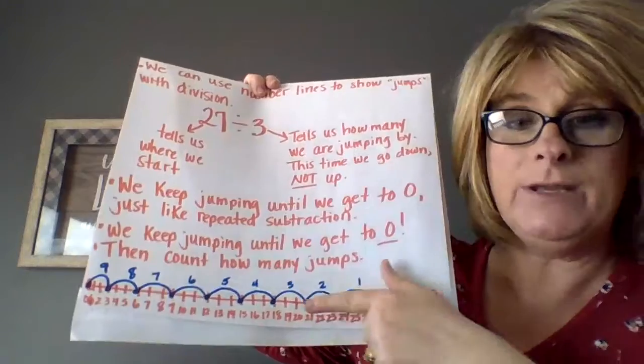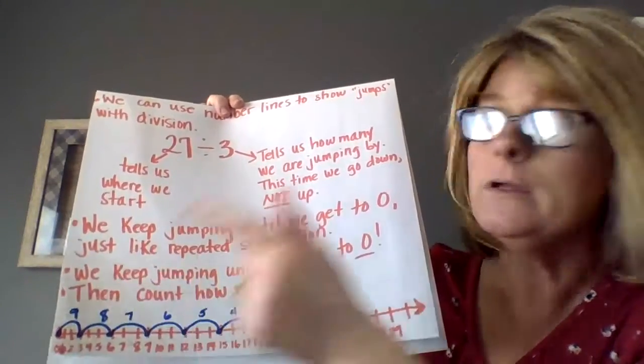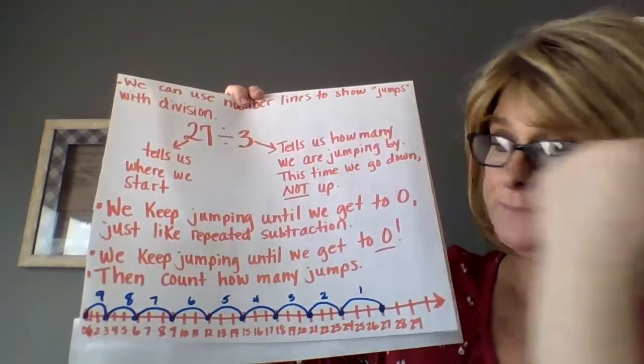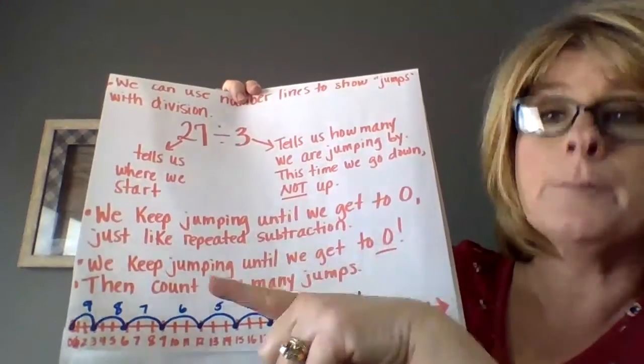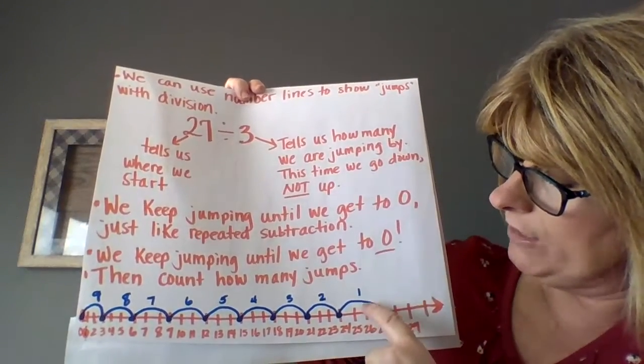Some people might say we go backwards. That's okay too. You could say backwards or down. But we do not go forward. We do not go up for division when we're talking about number lines. So we start on the 27, and we go back 3.